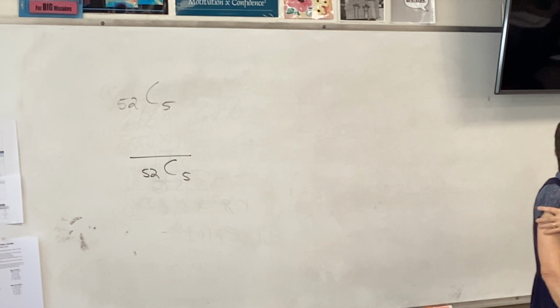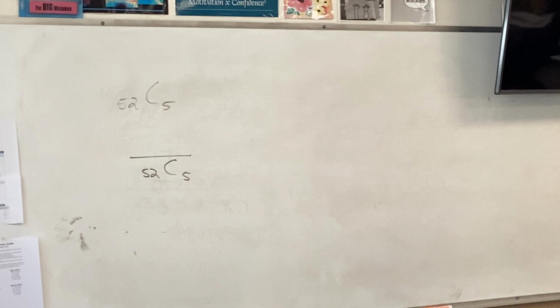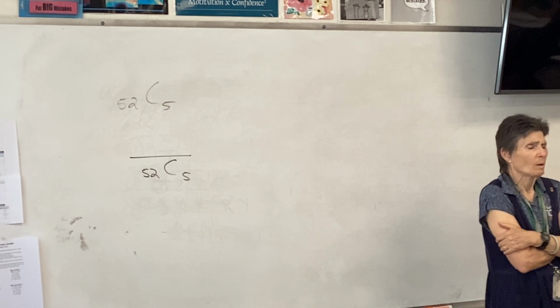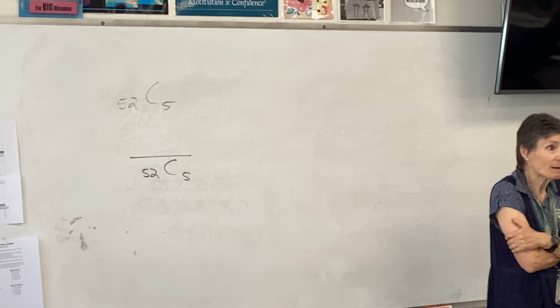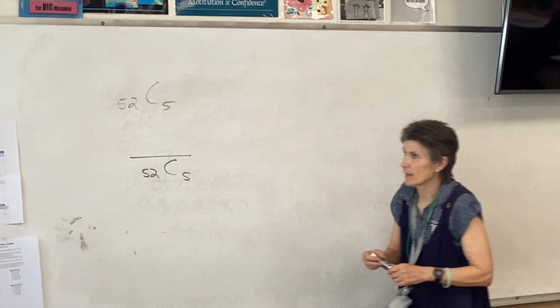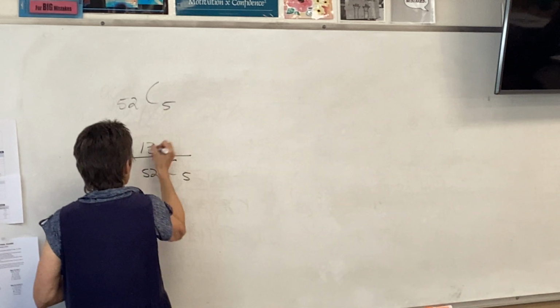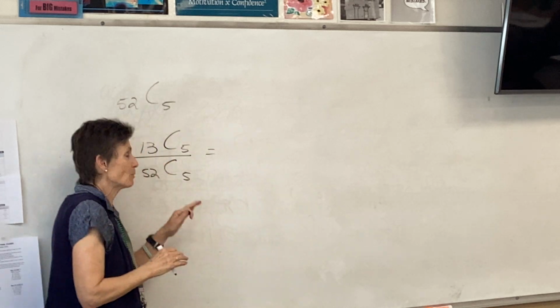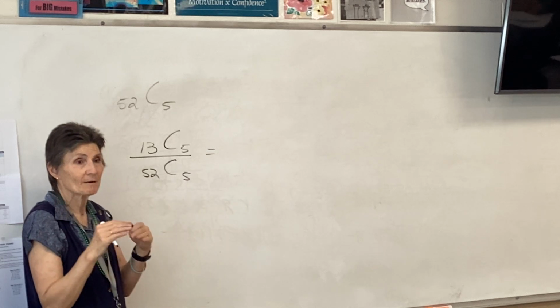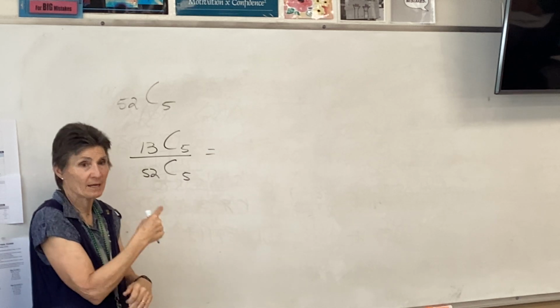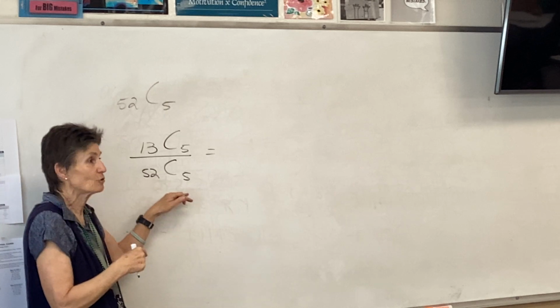If it were a 4-card hand, it would be 52C4. Got it? All right, now what's my numerator? I want all diamonds. Well, how many diamonds are in the deck? 13. And how many am I picking? 5. So my numerator is 13C5. So remember, your denominator is the total. And as long as you're picking a 5-card hand, that will be the denominator. That's not gonna change. That's a 5-card hand total.